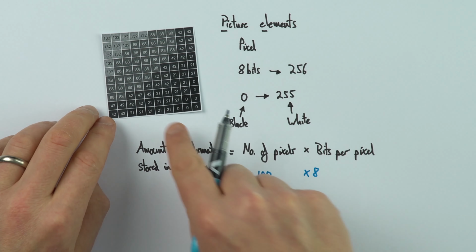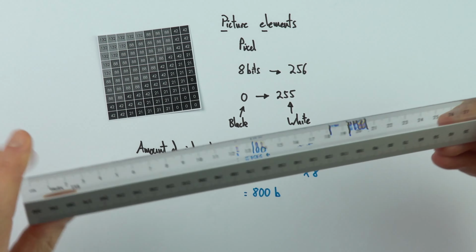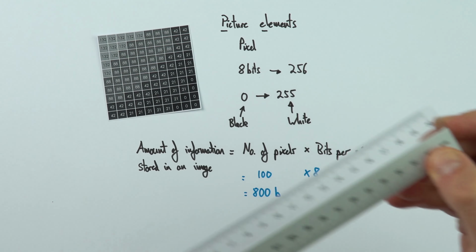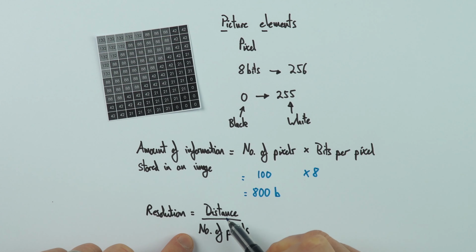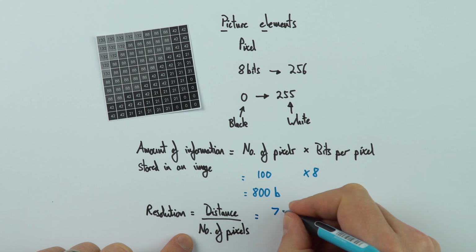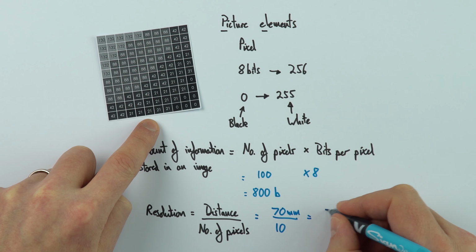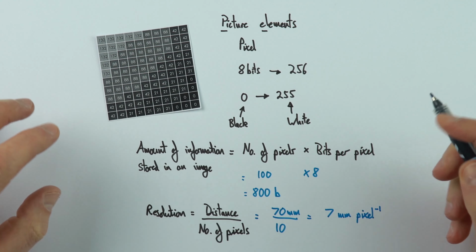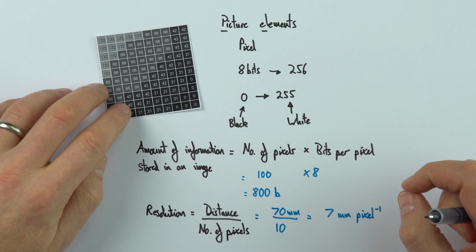Now the other thing about this is at the moment you can see that this is quite pixelated, it's quite blocky, and we can also think about the resolution. Effectively, if you've got more pixels, we can have a greater resolution. For this example here, we can look at the resolution by looking at the width of the image, which is 70 millimeters, and realize that 10 pixels represent 70 millimeters. So here the resolution is equal to the distance divided by the number of pixels. In this case, it was 70 millimeters, and that had 10 pixels, and therefore this is equal to 7 millimeters per pixel. Ultimately, we want to have a greater resolution so we can make out more detail, and that's why your phones and computers make a big deal about the resolution of the screen.